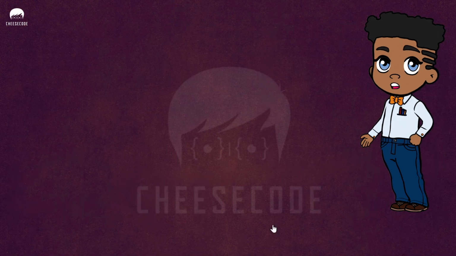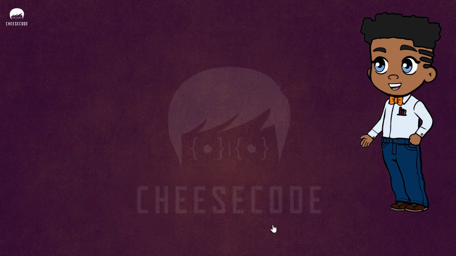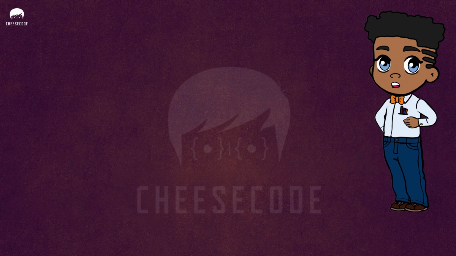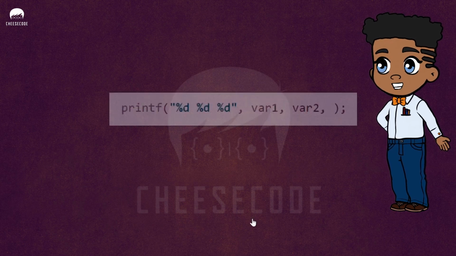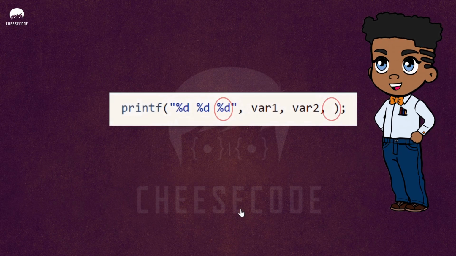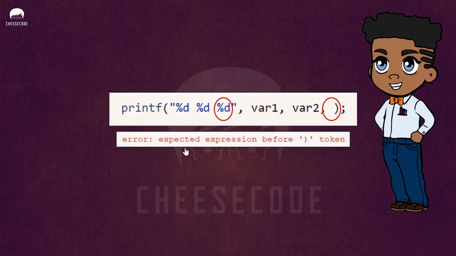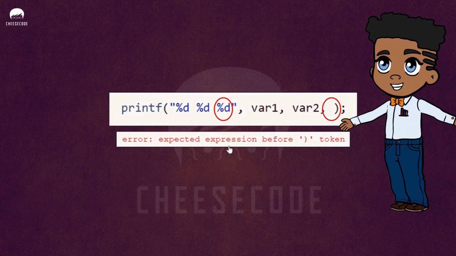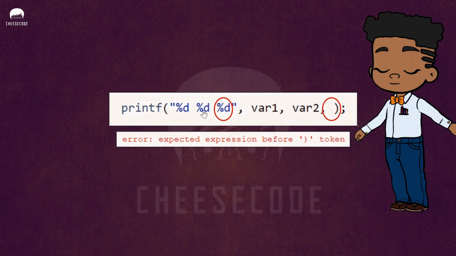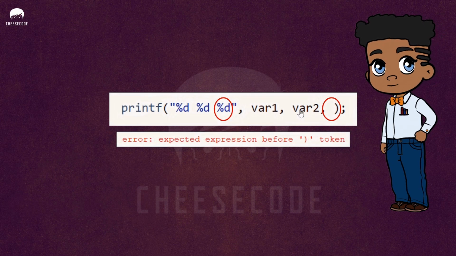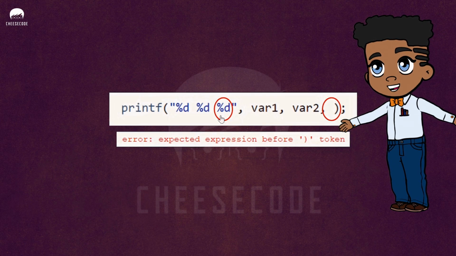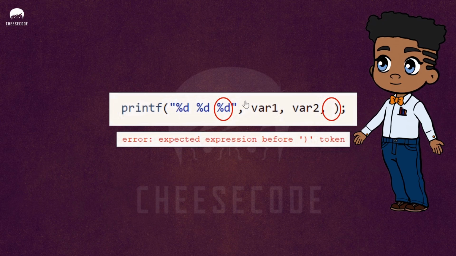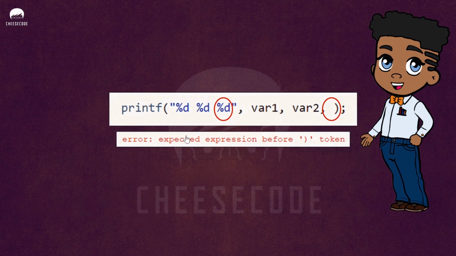It is important to note that for each %d, you must provide a variable, either the same or different. If you don't provide one, then you may get an error. The error is "expected expression before this token", because as this %d is matching with variable 1, this %d is matching with variable 2. But this %d is not matching with any variable. There is no variable for this %d. Due to this, you get an error.